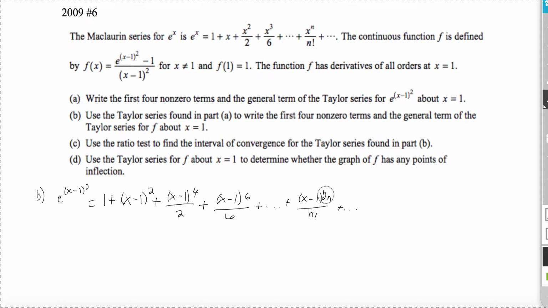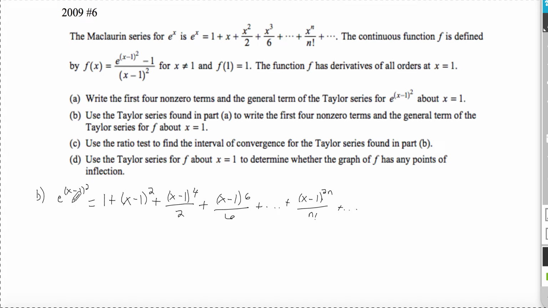Clean this up a tiny bit. All right. So that's what we have. That's what we had after part A. It says use this Taylor series found in part A to write the first 4 non-zero terms and the general term for the Taylor series for f. And f, I know here about x equals 1. Well, that's what we already wrote this for, right? So that seems to line up.